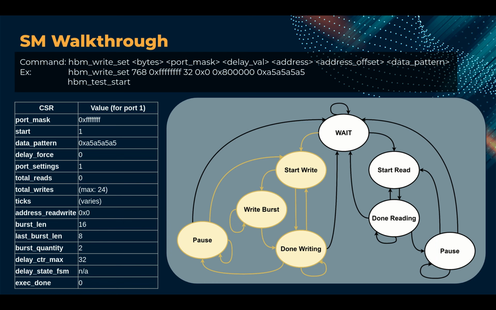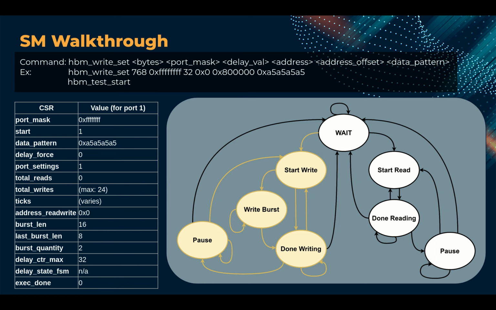The delay val is a 32-bit signal specifying how many clock cycles to wait in the pause state after reading or writing a specified number of bytes. The default is 0. If the delay is set to 32, the state machine will wait in the pause state for 32 clock cycles immediately after the read or write. If the delay is set to 0, the state machine will not enter the pause state and immediately perform another write.